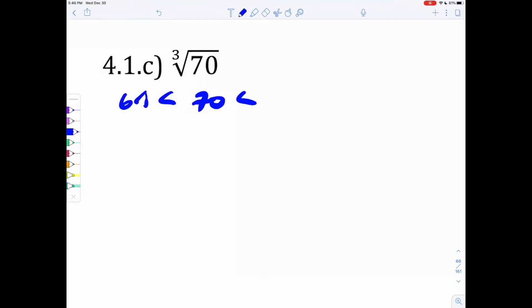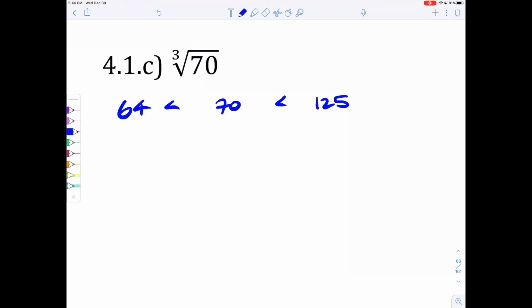Anyways, 64 is a perfect cube. And the next one, 64 is 4 times 4 times 4, so the next one would be 5 times 5 times 5, which is 125. And I'm just now thinking I might need to space these out a bit more. I've got a 64, I've got a 70, and I've got a 125.